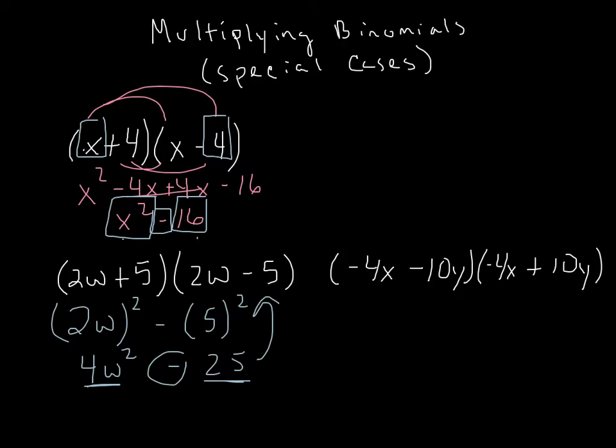Alright, so the last one, we have negative 4x and negative 4x in the beginning, and then minus 10y and plus 10y, so they're exactly the same with the plus and the minus in the middle. So let's square the first one. Negative 4x, all of it squared, is going to give you positive 16x squared. And then 10y squared will give you 100y squared, and then we put our minus. That's it. That is the basics for the first set, difference of two squares. Try these on page 11 of your notes and see how you do, and then I'll do them for you in just a second.